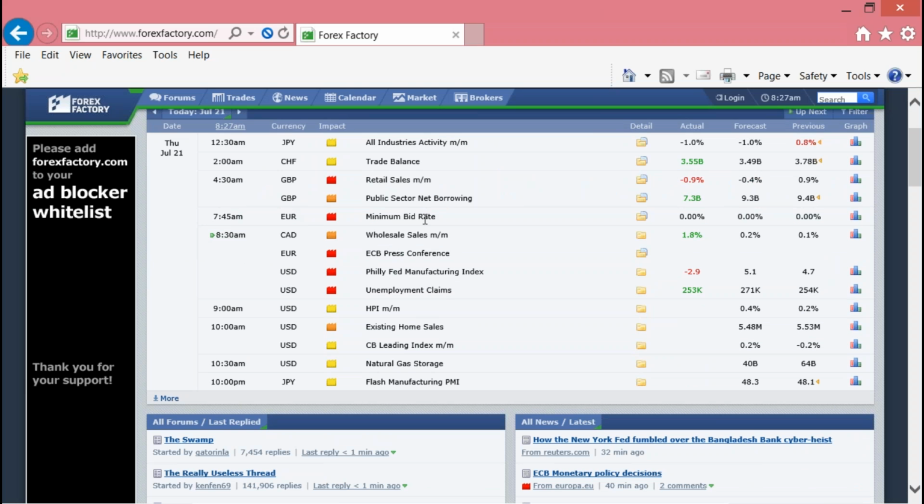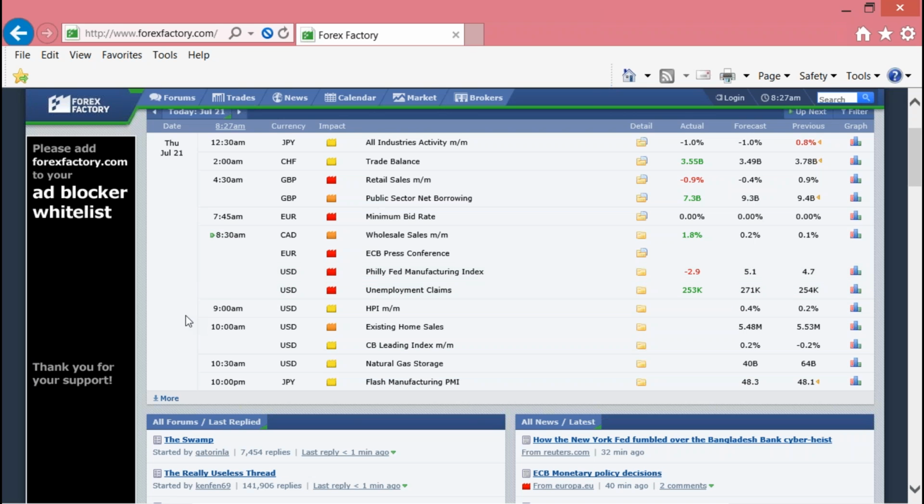We had the minimum bid rate for euro, and it came out unchanged. We've got ECB President Mario Draghi speaking right now. Wholesale sales month over month in Canada came out much better at 1.8 versus 0.2. And then the Philly Fed was a miss. We had 5.1, came out at minus 2.9, but unemployment claims beat, coming out at 253 versus 271.